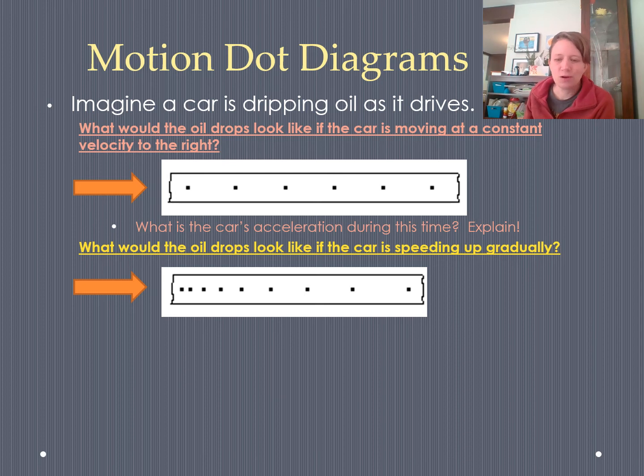Okay, hopefully you drew your arrow to the right again, and this time you showed that the dot spacing is changing, right? As we're speeding up, the faster we go, the further apart those dots are going to be. So we see in this dot diagram that we were moving slow at the beginning and faster at the end. Is this a small or a large acceleration, and how can you tell? Take a second to ponder.